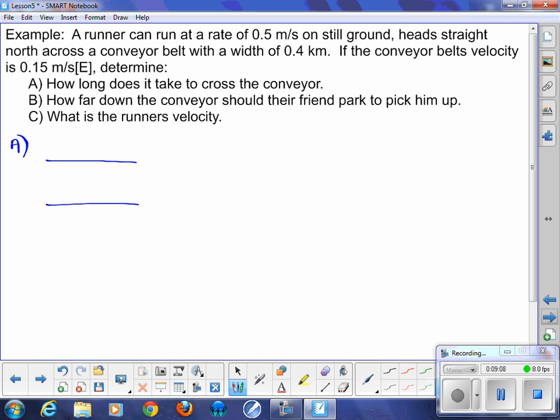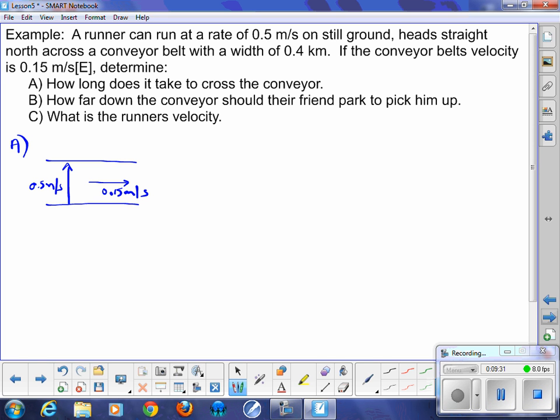And the conveyor belt is moving toward the east at a velocity of 0.15 meters per second. And you're going to run north, it says, and you're going to head straight north across the conveyor belt. So you can run at 0.5 meters per second. So part A is how long does it take to get across the conveyor belt?